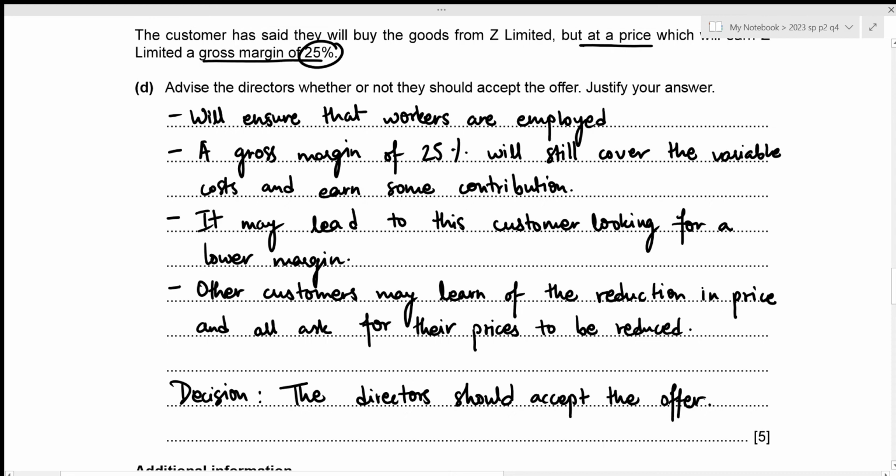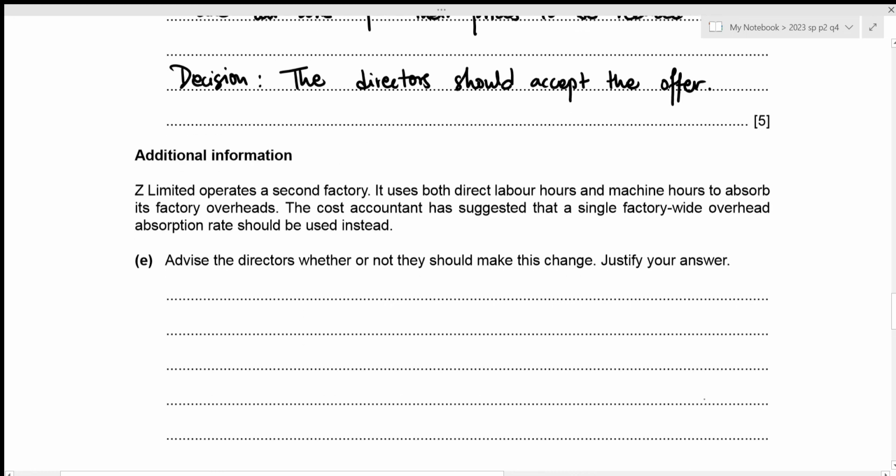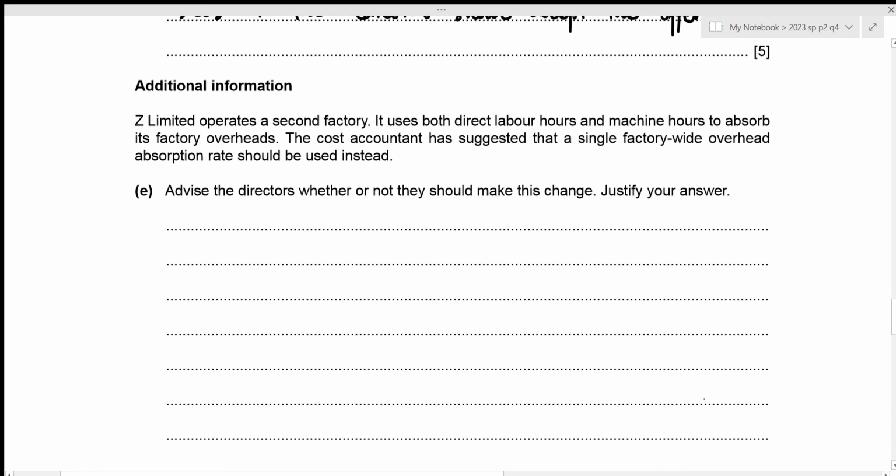This concludes the fourth part. Now let's move towards the fifth one. We are again given additional information. Z Limited operates a second factory. It uses both direct labor hours and machine hours to absorb its factory overheads, and the cost accountant has suggested that a single factory-wide overhead absorption rate should be used instead. Now we need to advise the directors whether or not they should make this change.